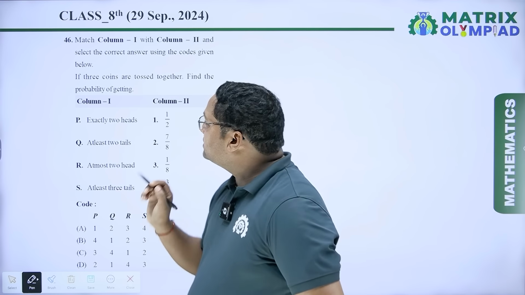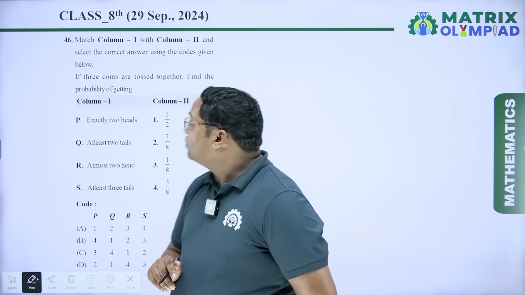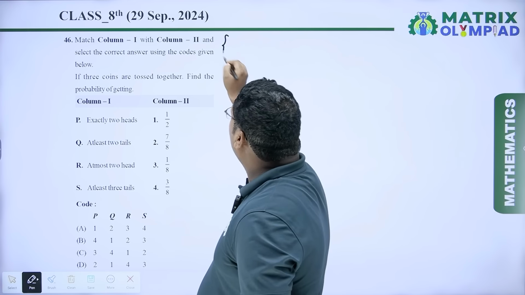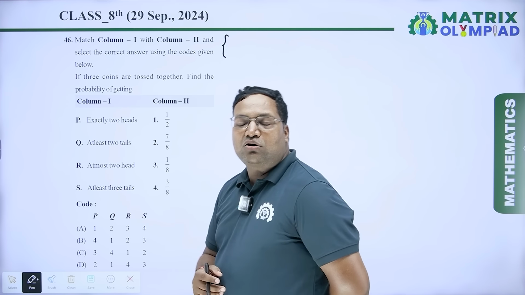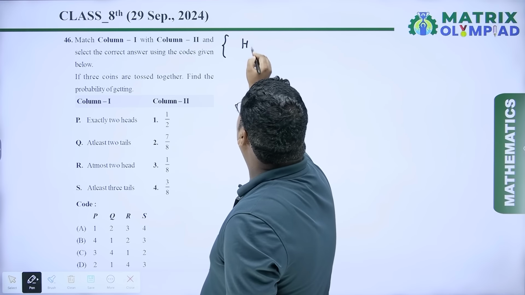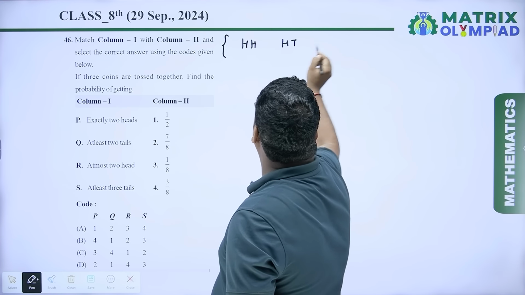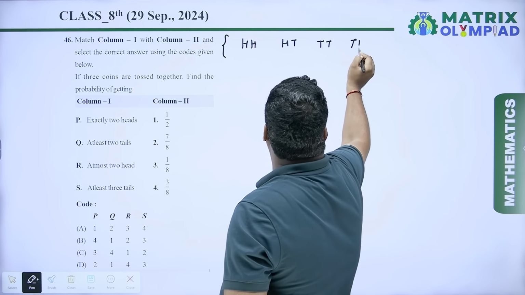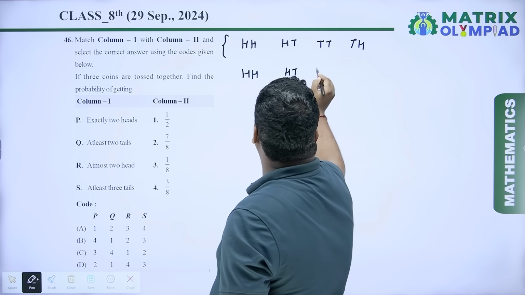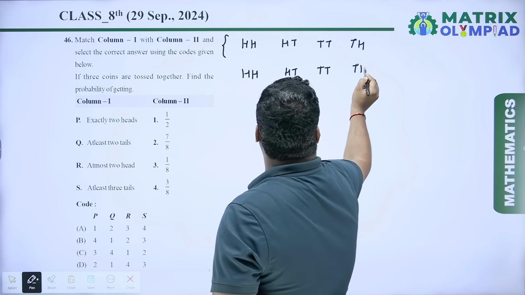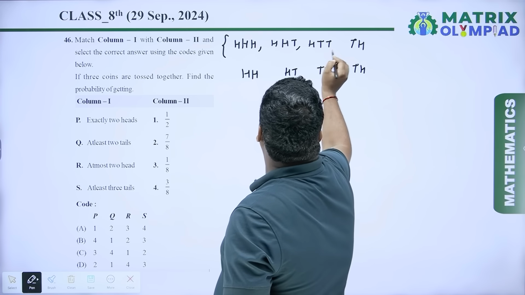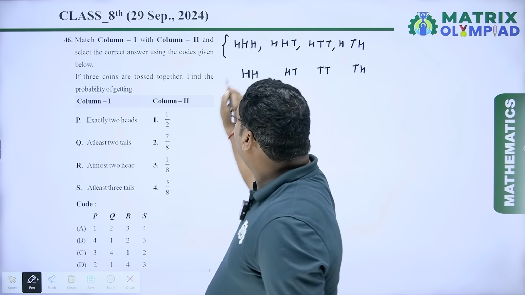So right option is 3 2 4 1, which is option number B. Question number 46. If 3 coins are tossed together, find the probability of getting. So we have to write first the total outcomes. If 3 coins are tossed together, then the total outcomes are 8. So write here HH, HT, TT, TH. Again we have to write HH, HT, TT, TH. 4 times I have to put here H and 4 times I have to put here T.